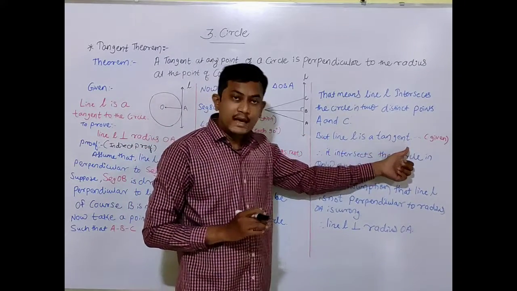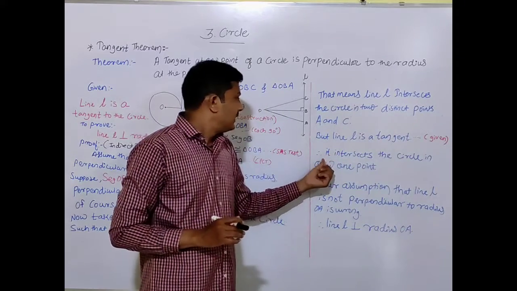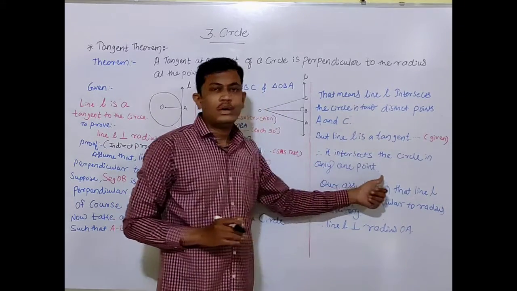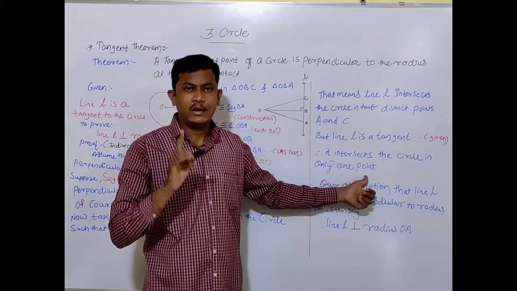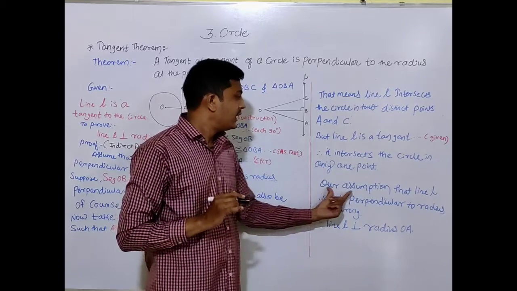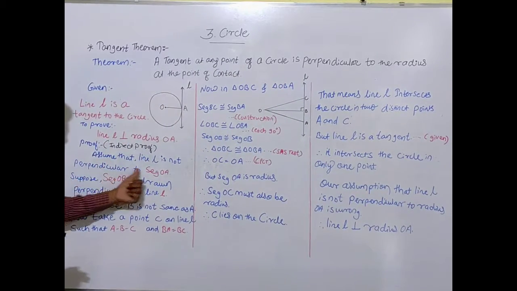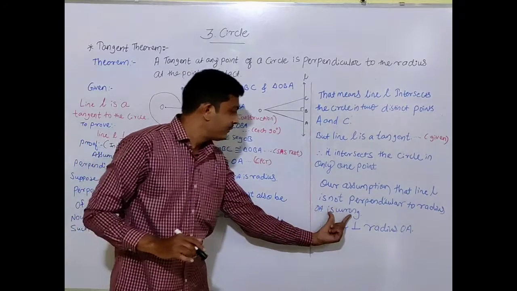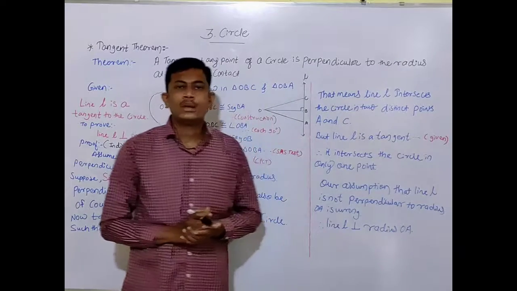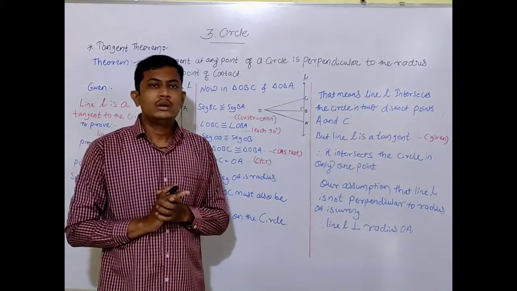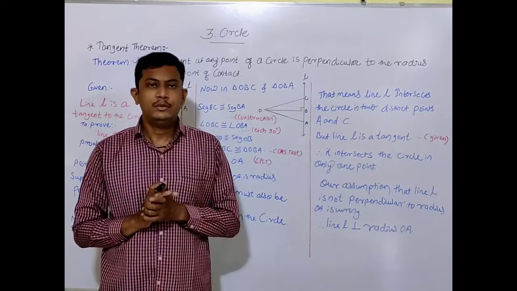But line L is a tangent, not a secant. What was given is that it is a tangent, so it should intersect the circle at only one point. Therefore, our assumption that line L is not perpendicular to the segment OA is wrong. Therefore, line L is perpendicular to the segment OA. In this way, we have proved the tangent theorem with the help of contradiction, or simply with the help of indirect proof.